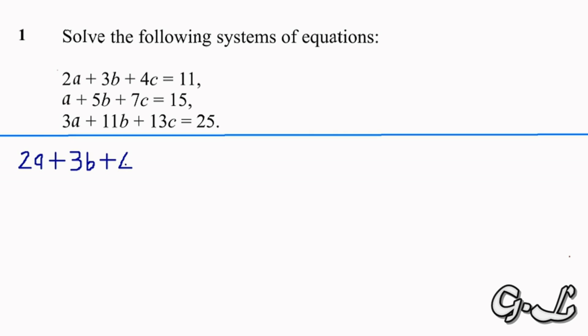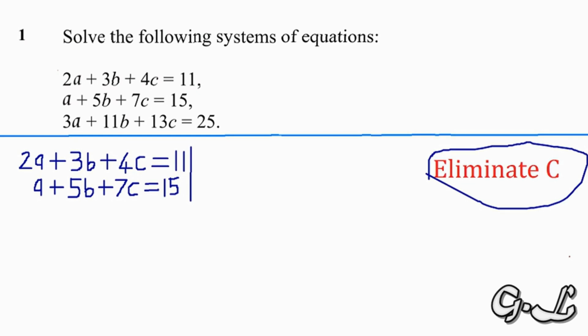And then after this, what is the next thing? The next thing you have to do is pick any letter which you want to eliminate. If you want, you can pick a. If you want, you can pick b. If you want, you can pick c. But in such a case, we're going to eliminate c.